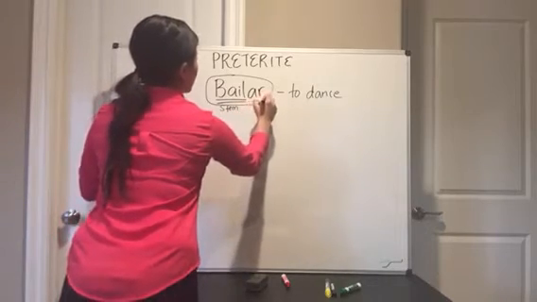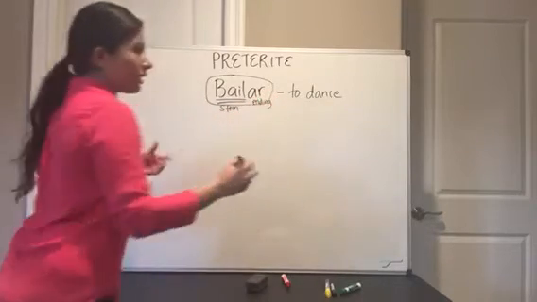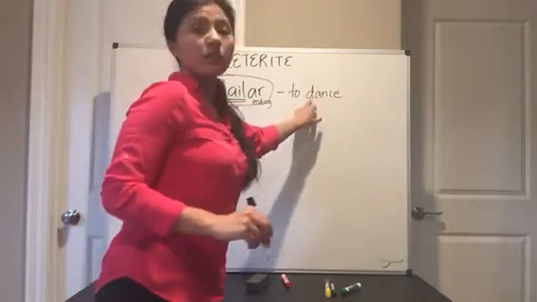This is the ending. It's just called the ending because it's AR. It could be ER, IR, it's AR. And it means to dance. And also put the meaning of the verb.